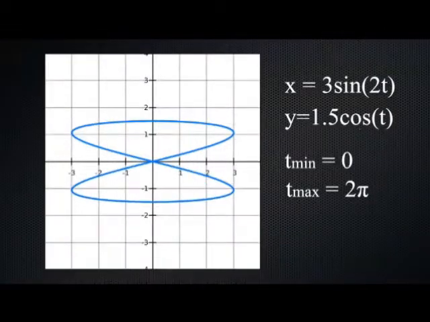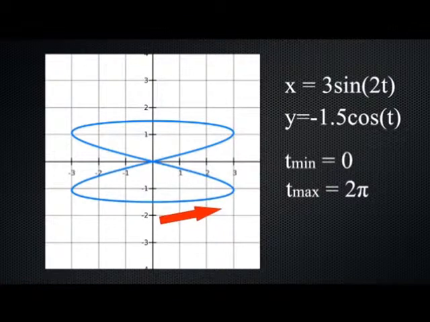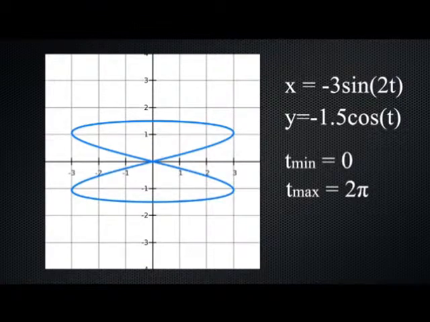Up to now, the direction of the graph being drawn when t-min is 0 and t-max is 2 pi was from the top to the right, but there are ways to change the direction. If you plug in a negative in front of the x equation, there is a reflection over the y-axis, so the graph is drawn from the top to the left. If you plug in a negative in front of the y equation, there is a reflection over the x-axis, so the graph is drawn from the bottom to the right. If you plug in a negative in front of both x and y equations, you get a graph that starts from the bottom to the left.